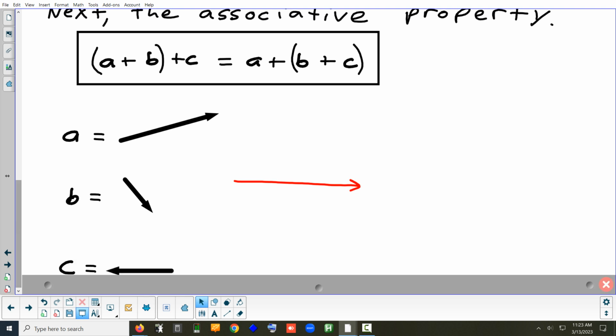Now, take and put C on the end of that. It doesn't quite cancel it out, but it brings it back a little bit. So now connect where you started. Right about there maybe. That's where you finished. So that's A plus B plus C.